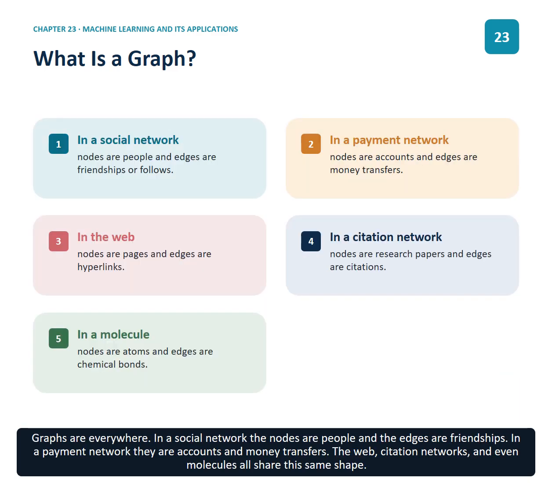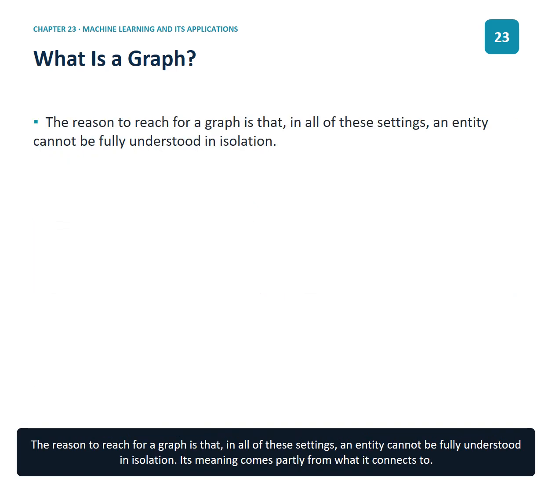Graphs are everywhere. In a social network, the nodes are people, and the edges are friendships. In a payment network, they are accounts and money transfers. The web, citation networks, and even molecules all share this same shape. The reason to reach for a graph is that in all of these settings, an entity cannot be fully understood in isolation. Its meaning comes partly from what it connects to.